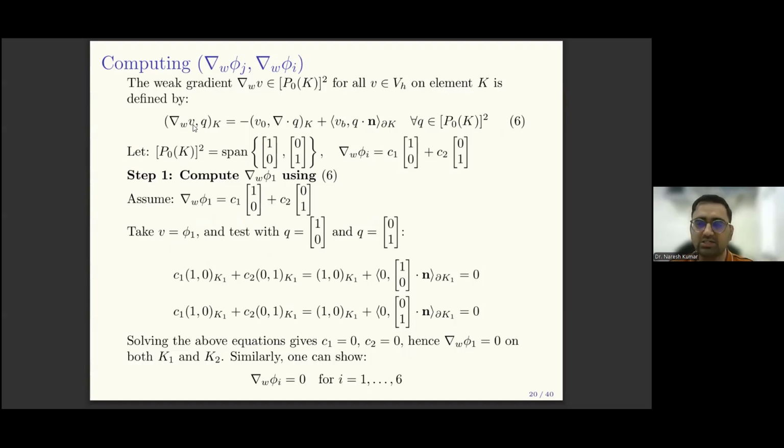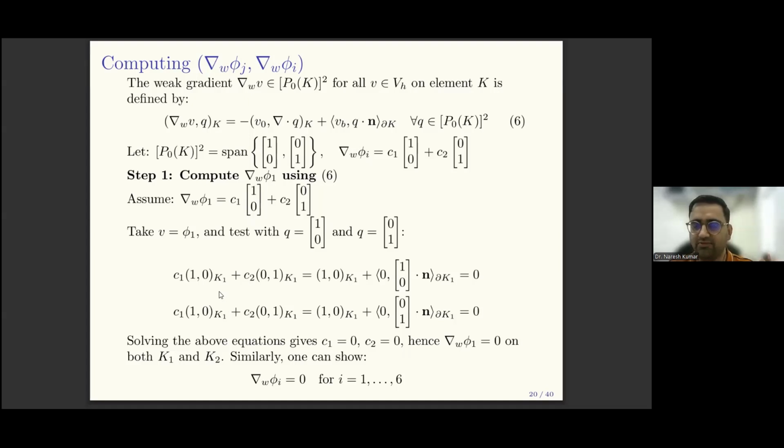So here in the V1 you can set phi 1. Here just see the definition. V gradient phi 1 comma q is equal to this integral of phi naught divergence q plus integral of phi b q dot n. Here n is the unit outward normal vector.